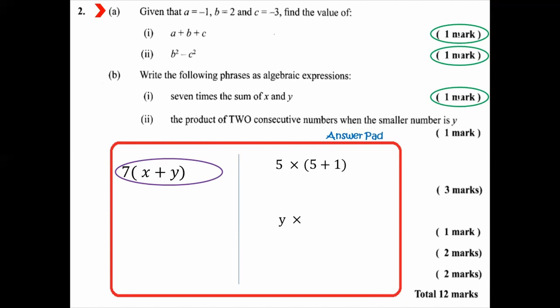So in this case, they say y the smaller number. That means the larger number must be y plus 1, right? And so our answer, we can write it as y times y plus 1. The product of the two numbers right there. 1 mark.